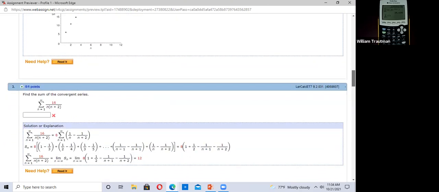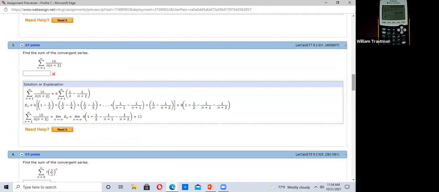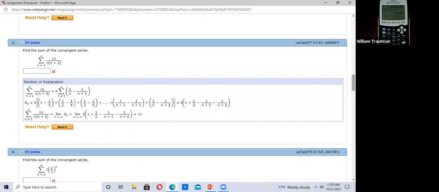All right. Number 3 is a good one. Number 3 is really good because I've seen this question over and over. I don't know how to do this.